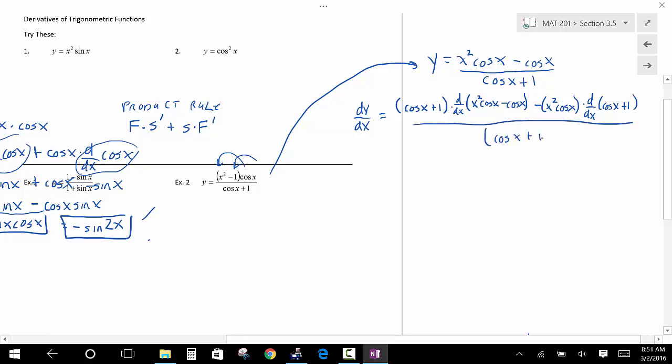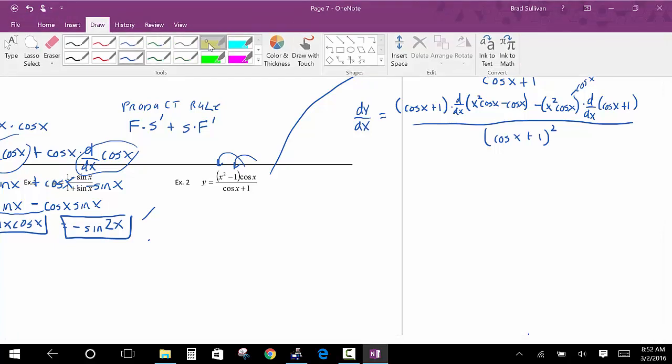It's always, to me, very important when you do these quotient rules and product rules to write it down that way. So again, I've done bottom, then derivative of top, minus top, and I think I may have missed something on the top, didn't I? That thing right there should actually have a minus cosine in it, because the top is x squared cosine x minus cosine x times the derivative of the bottom. Like that.